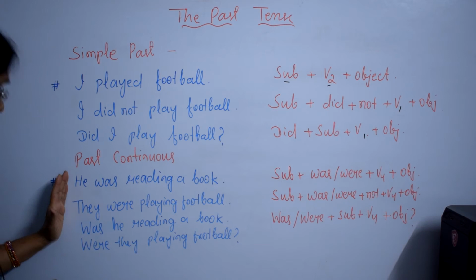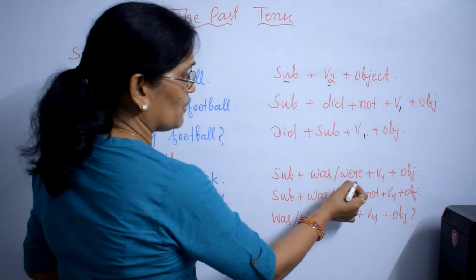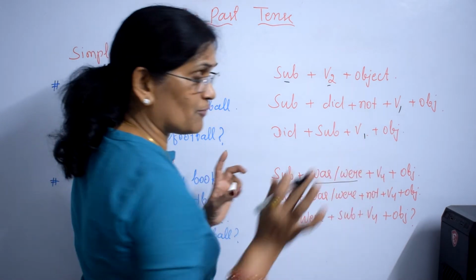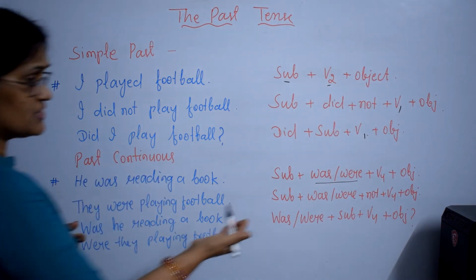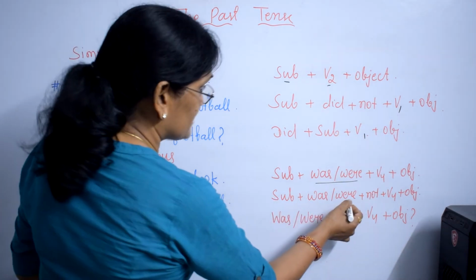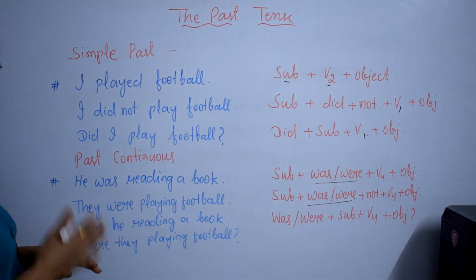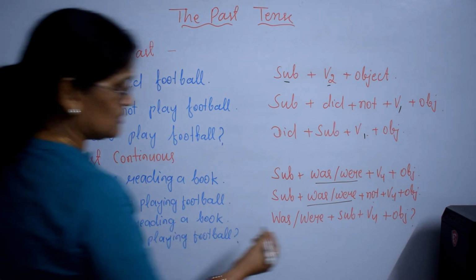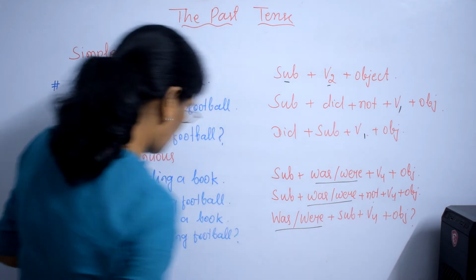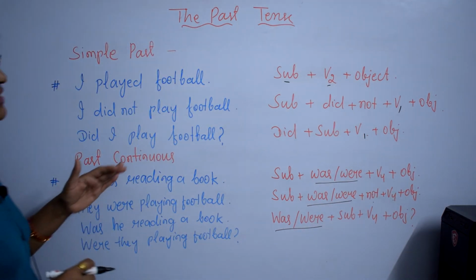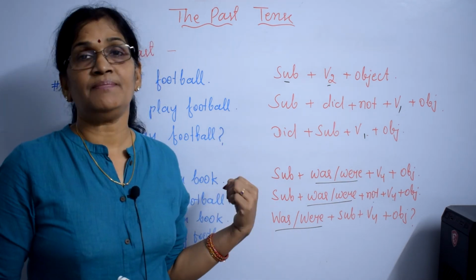Then for past continuous, he was reading a book. Subject plus was or were plus verb 4, the ing form of the verb, then object. For negative construction, subject plus was or were plus not plus V4 plus object. And interrogative construction, was or were plus subject plus V4 plus object. Okay. So these are the constructions for simple past and past continuous.